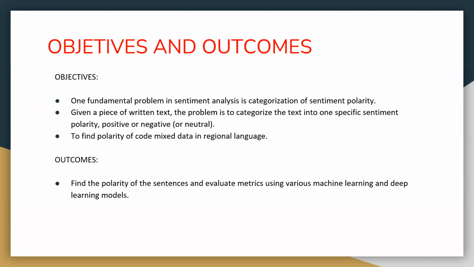Coming to objectives and outcomes, one fundamental problem with sentiment analysis is the categorization of sentiment polarity. For a piece of written text, the problem is to categorize the text into one specific sentiment polarity, positive, negative, or neutral, to find the polarity of code-mixed data in a regional language. The outcome is to find the polarity of the sentences and evaluate the metrics using various machine learning and deep learning models like naive Bayes, support vector machine, and recurrent neural networks.